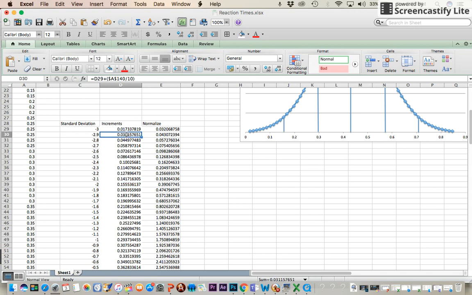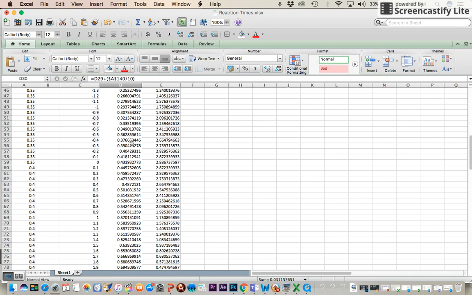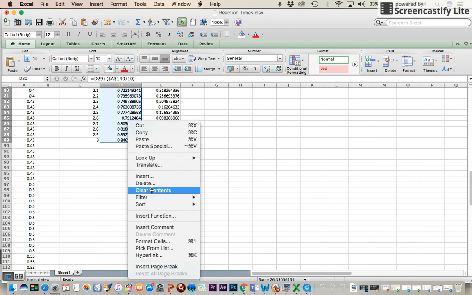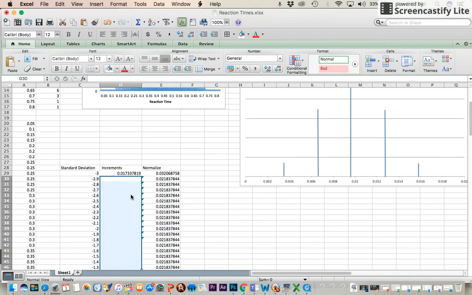Okay, so I'm going to reference the cell before and add the standard deviation, which I don't want to change, divided by 10. Okay, so let me erase the rest of these so you understand what's going on. And I'm not going to make that same mistake as before. I'm going to clear the contents. All right.